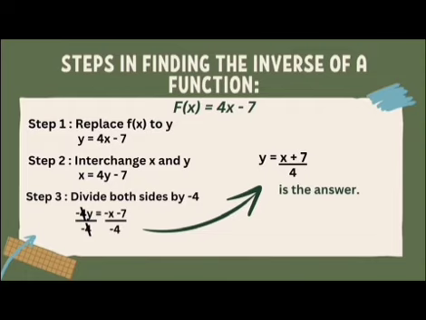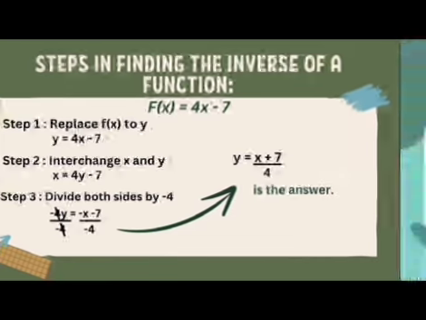Step 3. Divide both sides by negative 4. It should be negative 4y over negative 4 equals negative x minus 7 over negative 4. The answer is y equals x plus 7 over 4.